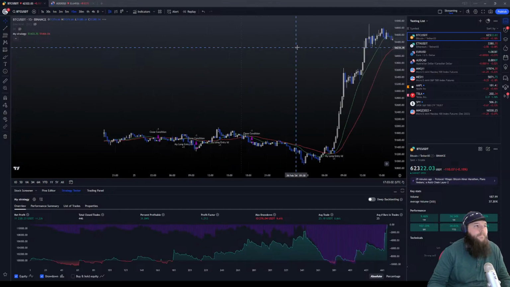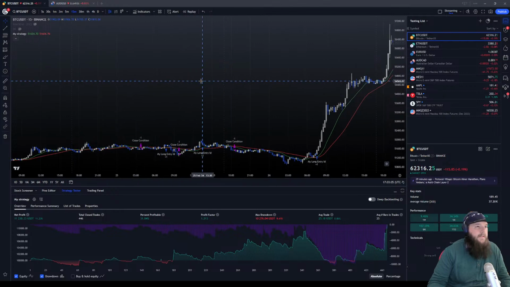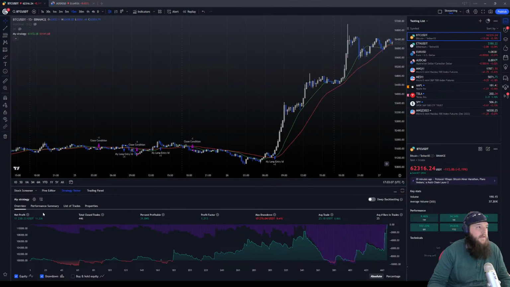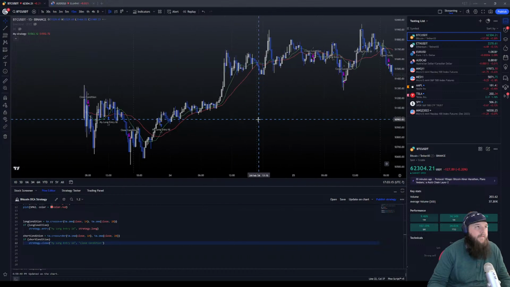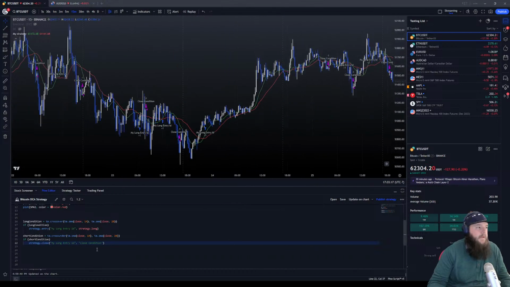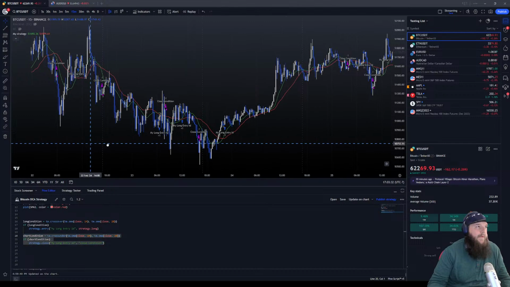Okay, so we have this long and exit strategy. It's a good start. But we want this to dollar cost average. We want this to enter a new trade every time the price gets lower. But we want to think about how we want to do this.